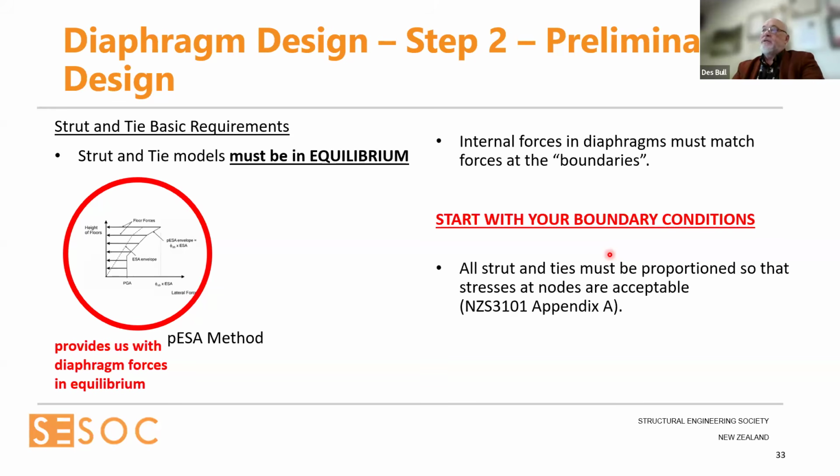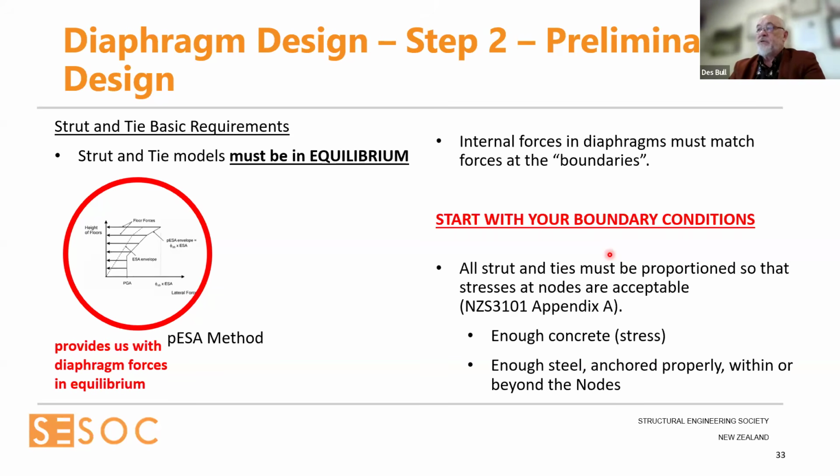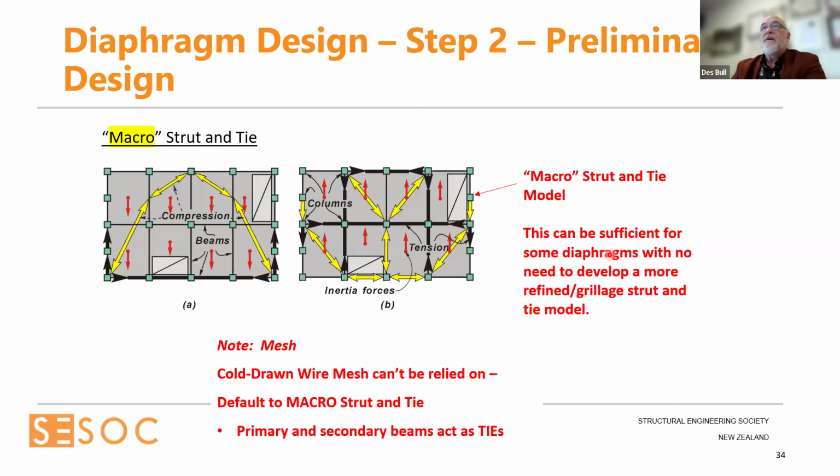Just a couple of extra notes. Obviously, strut and ties must be proportioned so that the stresses at the nodes are acceptable. I mean, that's code language for make sure there's enough concrete to handle the compression and make sure that you've got enough steel for tension, which is properly anchored within or beyond the nodes.